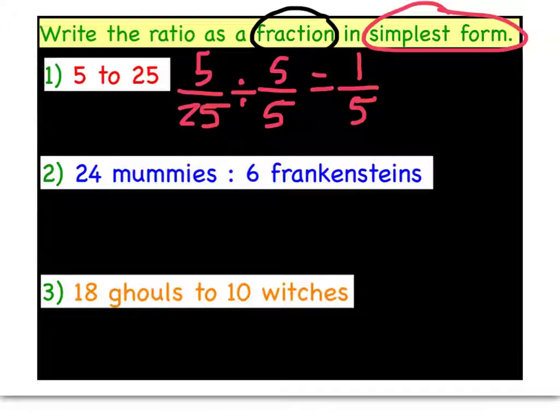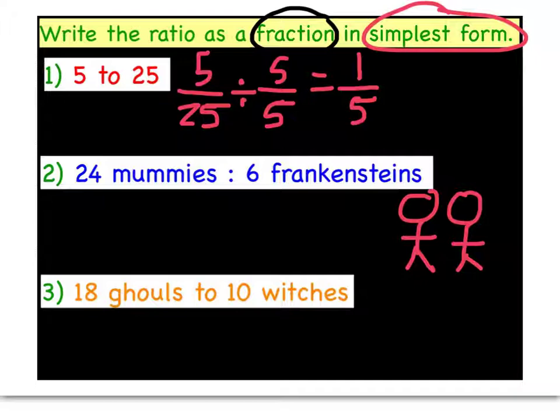Okay, go ahead and pause the video if you need to. Talk to the sub. I want us to try number 2 with a partner. High five your shoulder partner and say, let's do number 2 together. Awesome. I want you to pause the video and try number 2 on your own. Go. All right, let's see how you did.